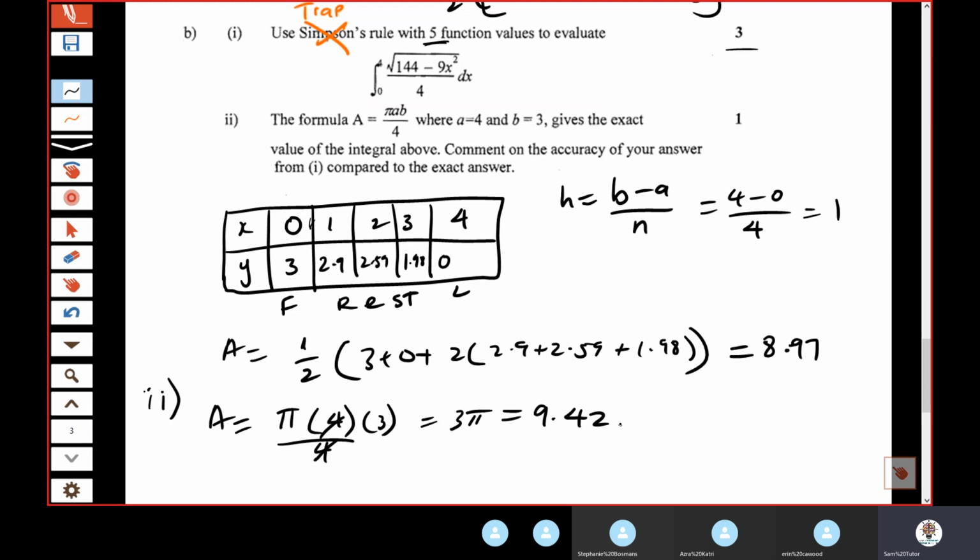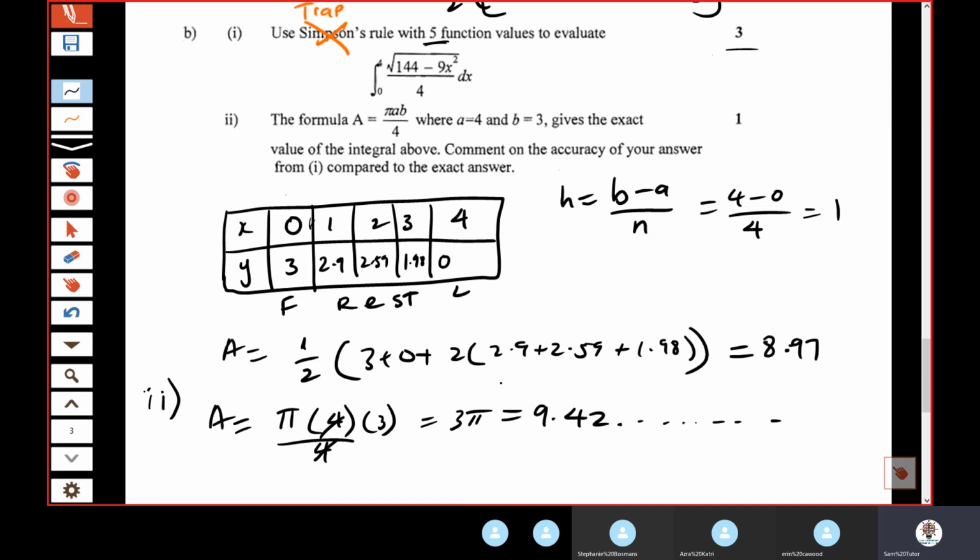The exact answer is something like this, and you got 8.97. So what are you going to say? Yeah, and that's the word I would like to see. You're close, but you've underestimated it. And that's the idea of trapezoidal, isn't it, right?